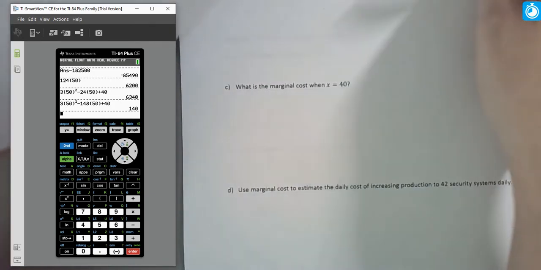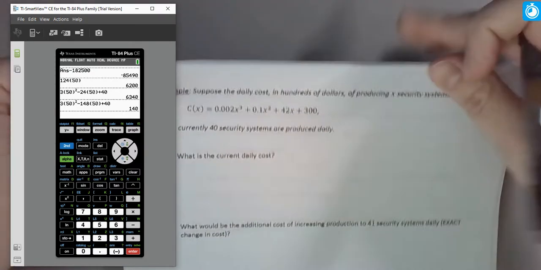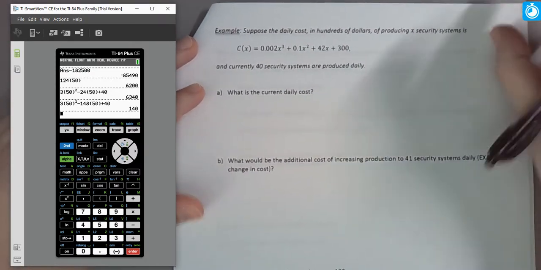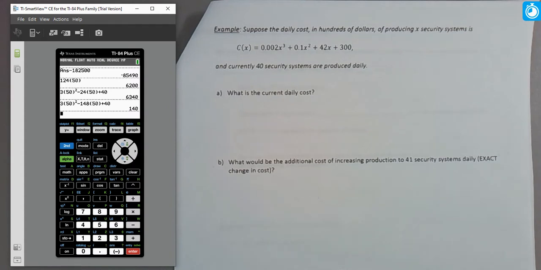So let's look at one additional example like this. Suppose the daily cost in hundreds of dollars of producing x security systems is given by the following function. C of x is equal to 0.002x cubed plus 0.1x squared plus 42x plus 300. And currently, 40 security systems are produced daily. So the first question is, what is the current daily cost?